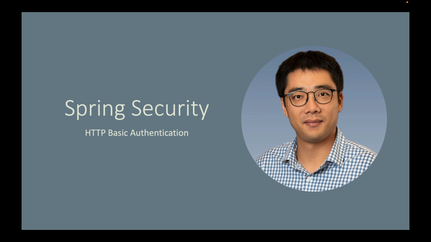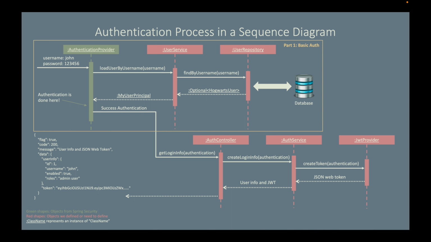Let's work on part 1, HTTP basic authentication. As you can see, here is the sequence diagram. In this video, we're going to focus on part 1, basic auth. First, let's create a feature branch for this authentication and authorization issue, and then bring in 2 necessary Spring security dependencies. Let me toggle over to IntelliJ.